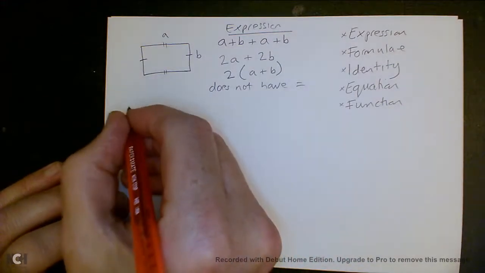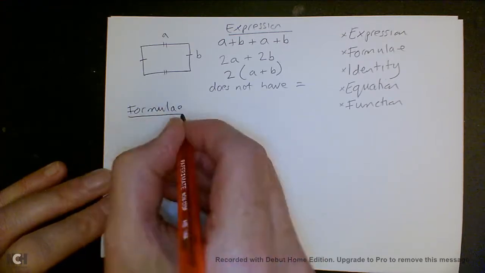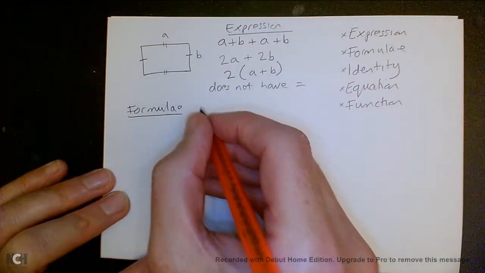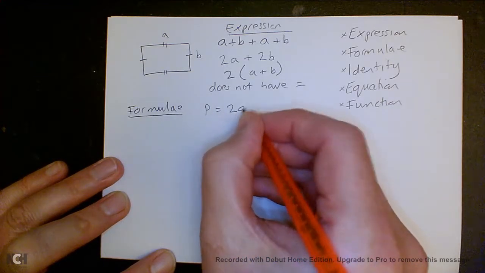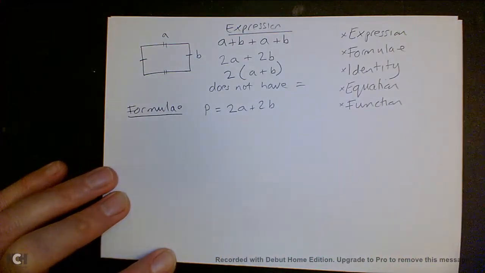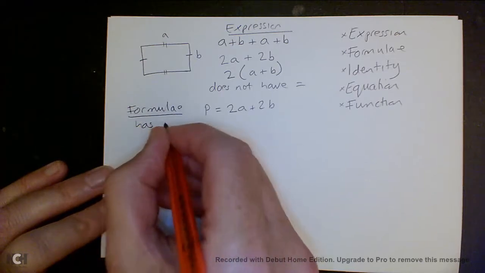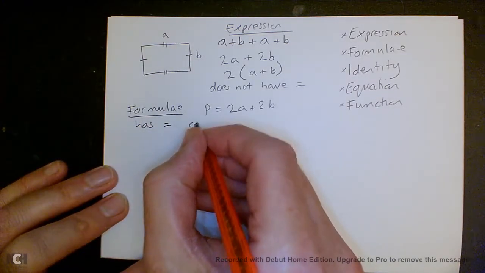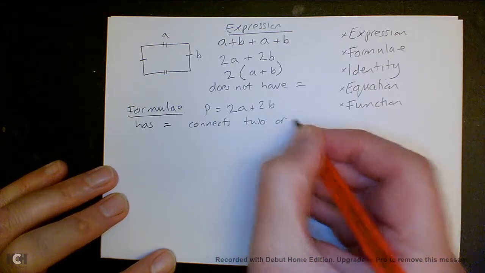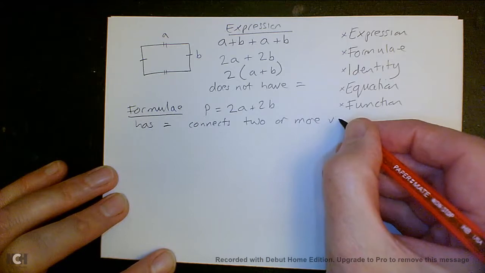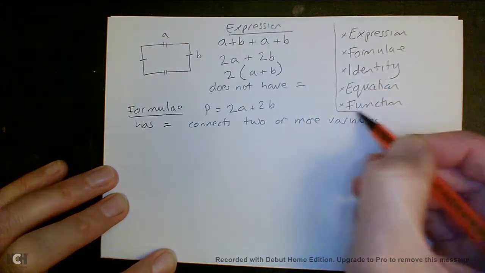Okay, now formulae. If I was simply to write this, perimeter is equal to 2A plus 2B, I've now got a formula. The difference is a formula has an equal sign and it connects 2 or more variables.